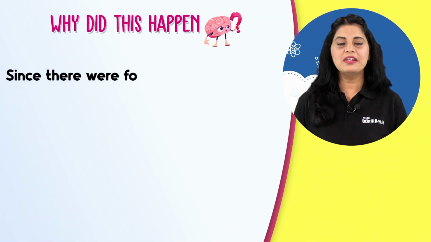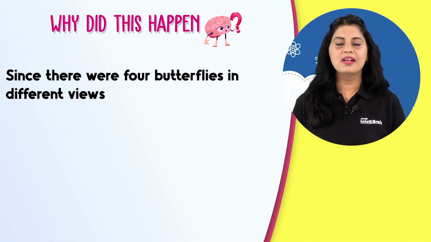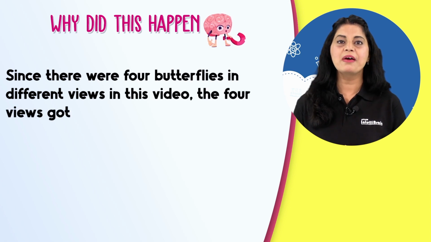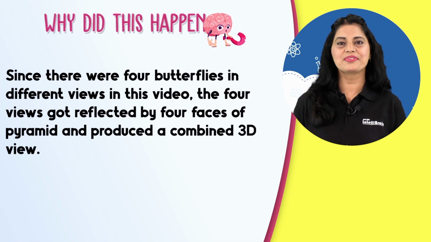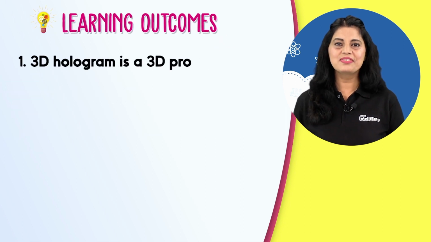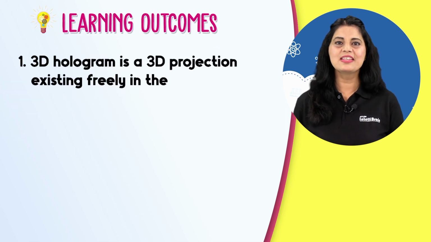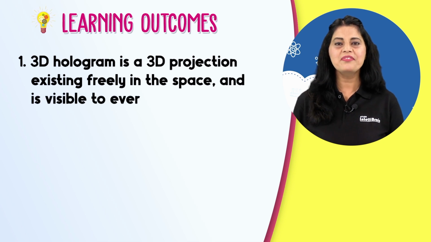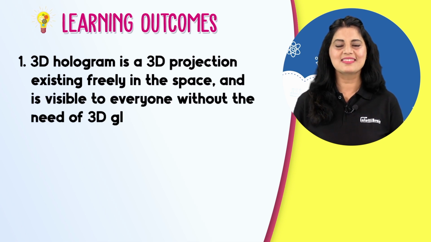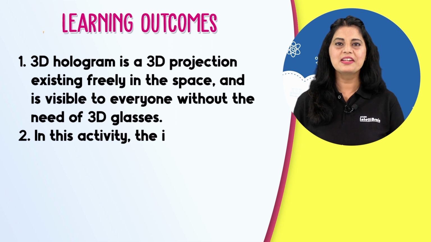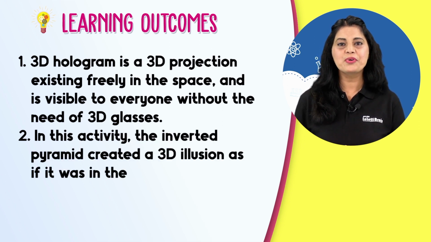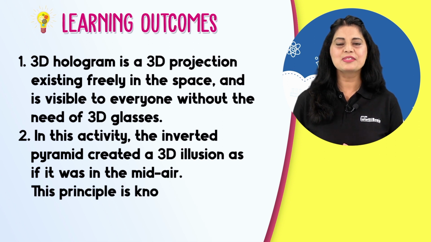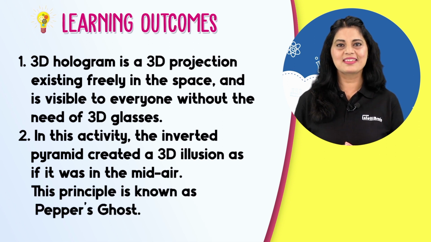Since there were 4 butterflies in different views in this video, the 4 views got reflected by 4 faces of the pyramid and produced a combined 3D view. 3D hologram is a 3D projection existing freely in the space and is visible to everyone without the need of 3D glasses. In this activity, the inverted pyramid created a 3D illusion as if it was in the mid-air. This principle is known as Pepper's Ghost.